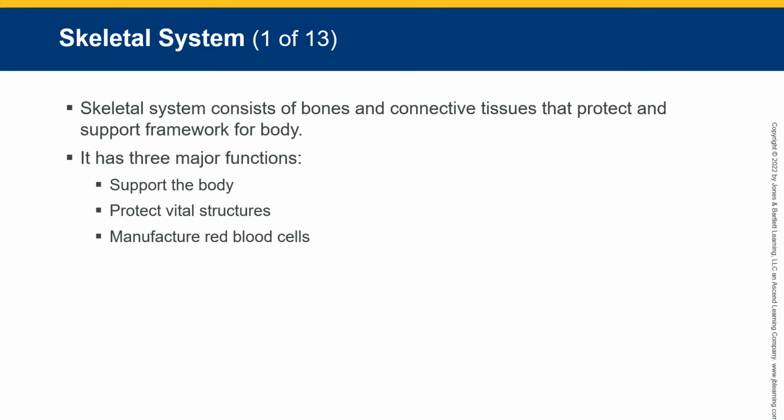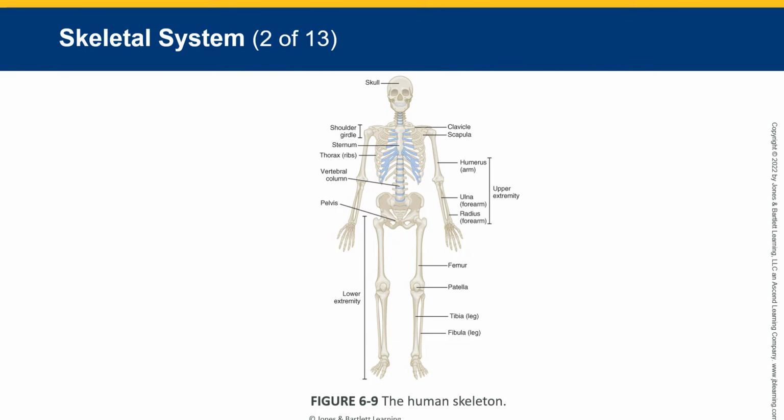But it supports the body, and it protects the body, and it actually does some manufacture of red blood cells. Your bone marrow helps with your red blood cells. So if you look at this diagram, these are pretty much the bones you need to know, right? Clavicle, which is the collarbone. Scapula, which is the shoulder blade. Humerus, which is the long bone of the arm.